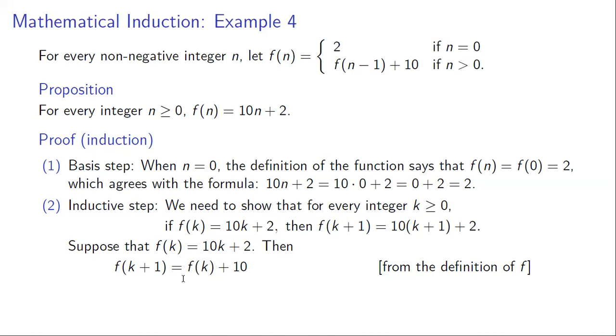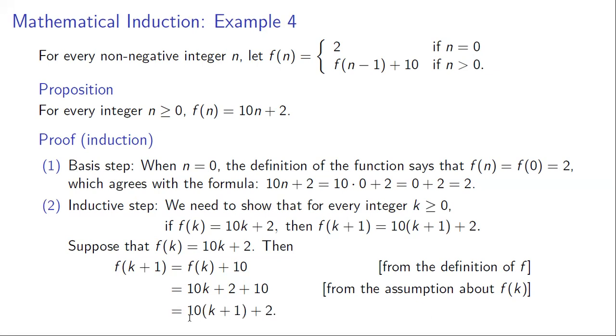Okay, but now what can we say about this? Well, we are working under the assumption that f of k is equal to 10k plus 2. So we can rewrite it as 10k plus 2, and then plus 10. And this comes from the assumption about f of k. Then we can factor out a 10. 10 times k plus 1, right? So that's 10k, and then that's another 10. So that's 10 times k plus 1, and then, of course, plus 2, which is exactly what we wanted to show. We wanted to show that f of k plus 1 is equal to this.